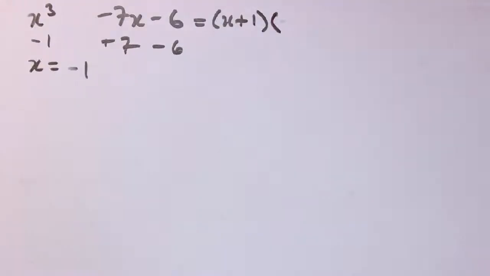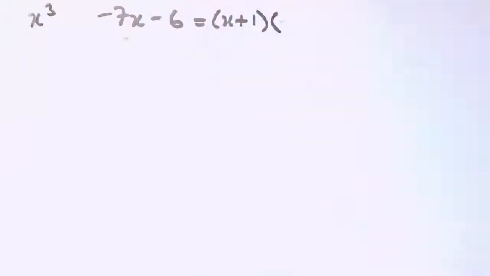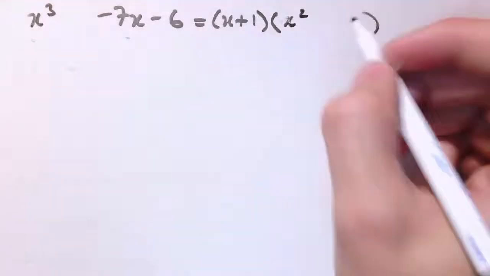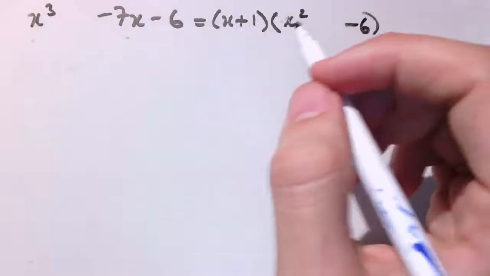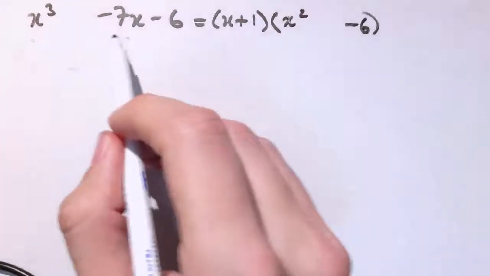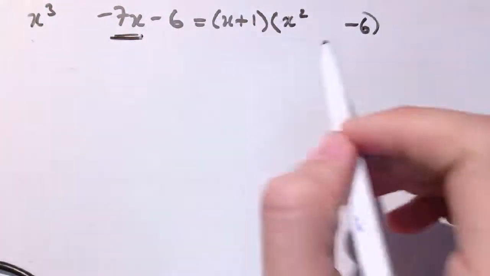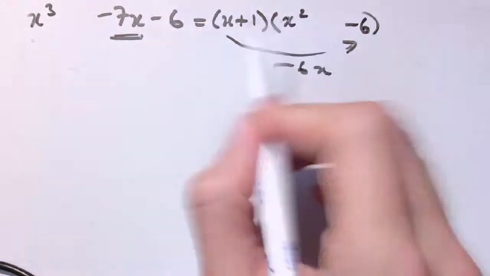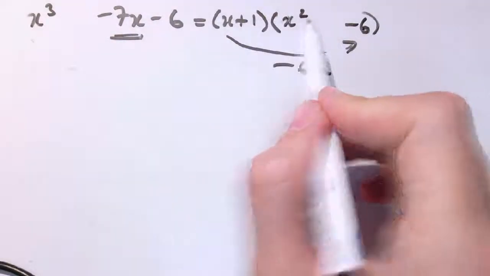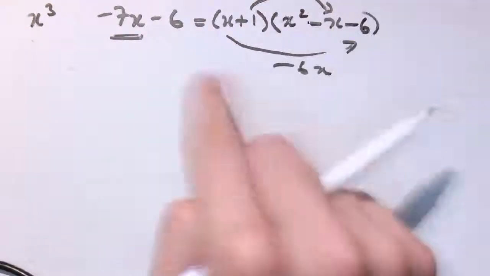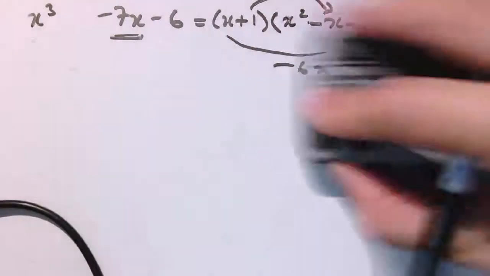Now I can factorise this neatly with a quadratic here, so I can say, okay, this must be x squared, this must be minus 6, and now I just have to make this middle term work. So to get my minus 7x here, well, x times minus 6 is minus 6x, so I need another minus x, so 1 times minus 1 does it, so I've got minus x in there, and you can check that that works.